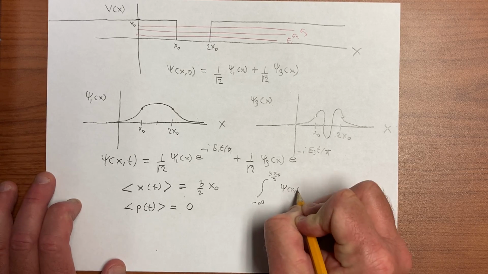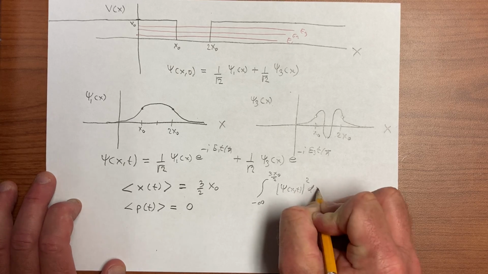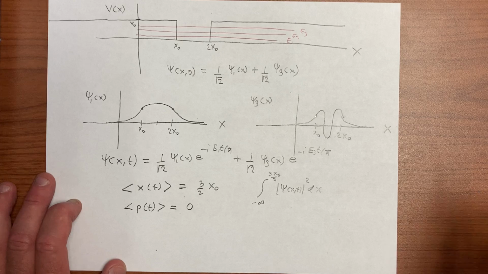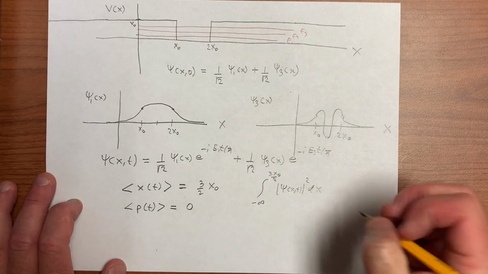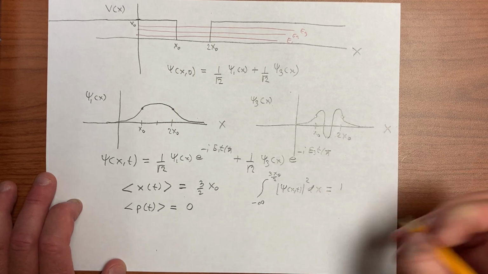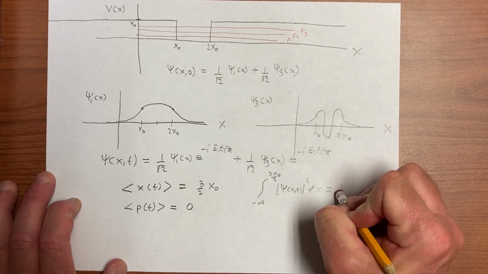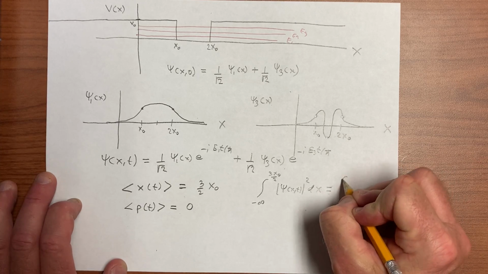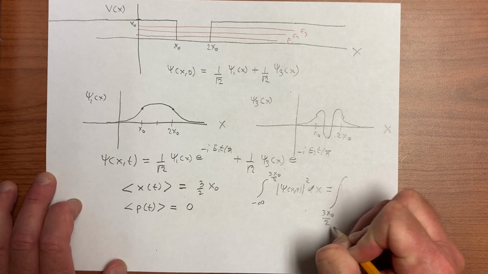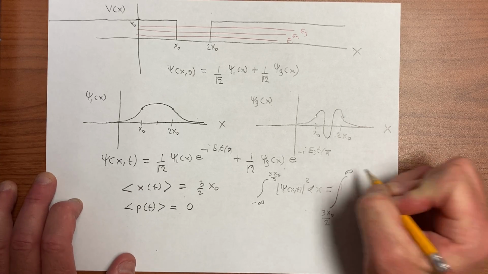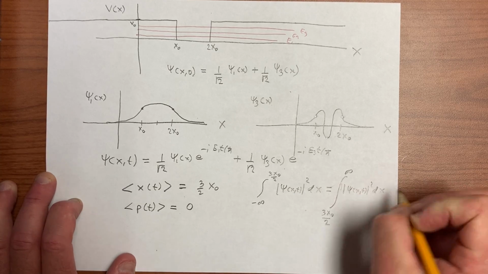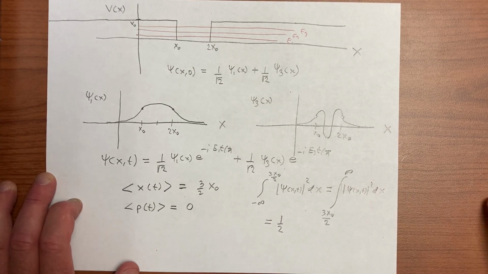of psi x t modulo squared, the integral of the probability density, the probability of being to the left of the well midpoint, given that this is an even function, has to be equal to the probability of finding the particle on the other side of the well. And so both of these must be equal to a half.